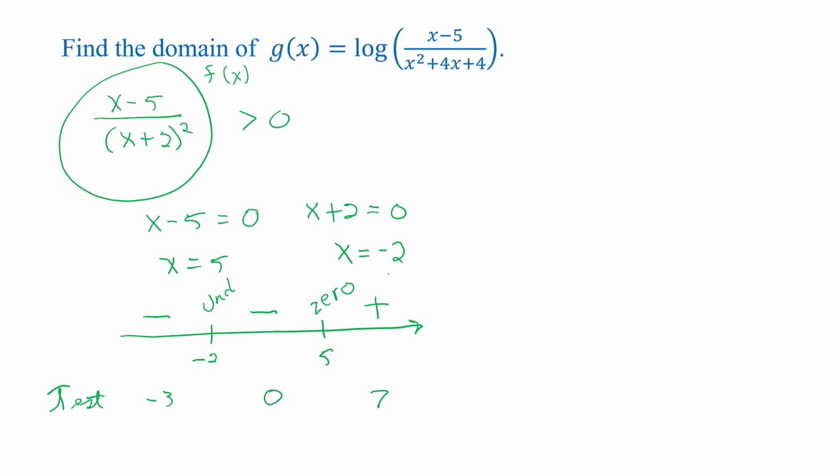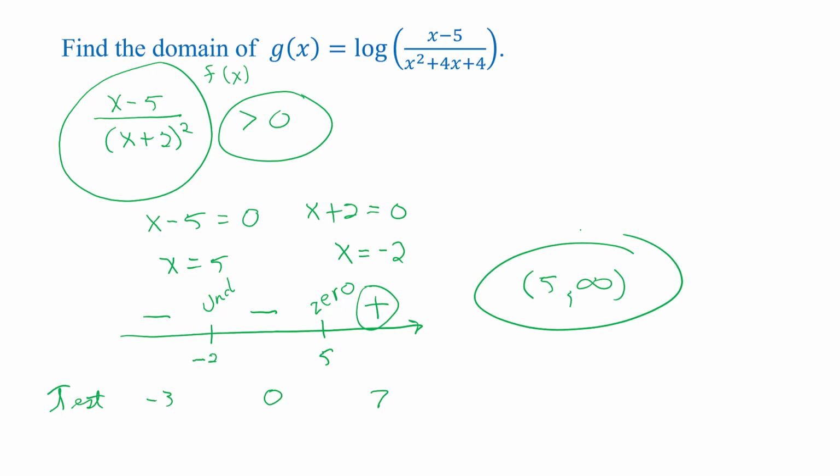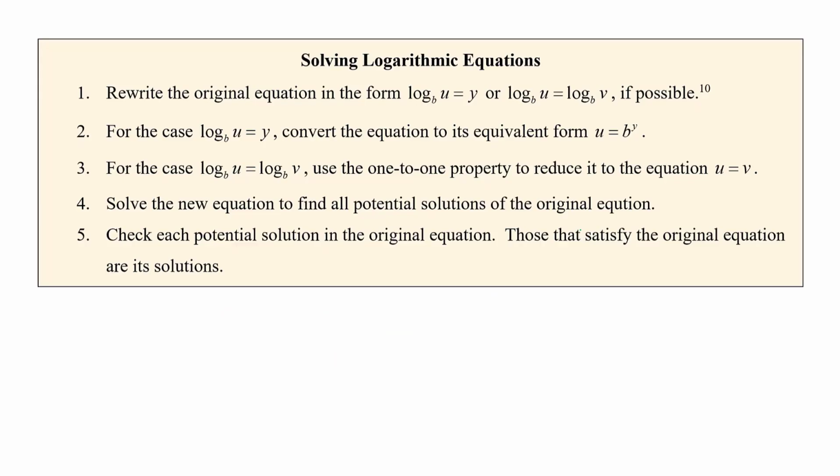So now what are we looking for? We're looking for strictly greater than 0, which would only occur to the right of x equals 5. So our domain for g of x is all real values of x greater than 5, or 5 to infinity in interval notation. Let's look next at solving logarithmic equations.